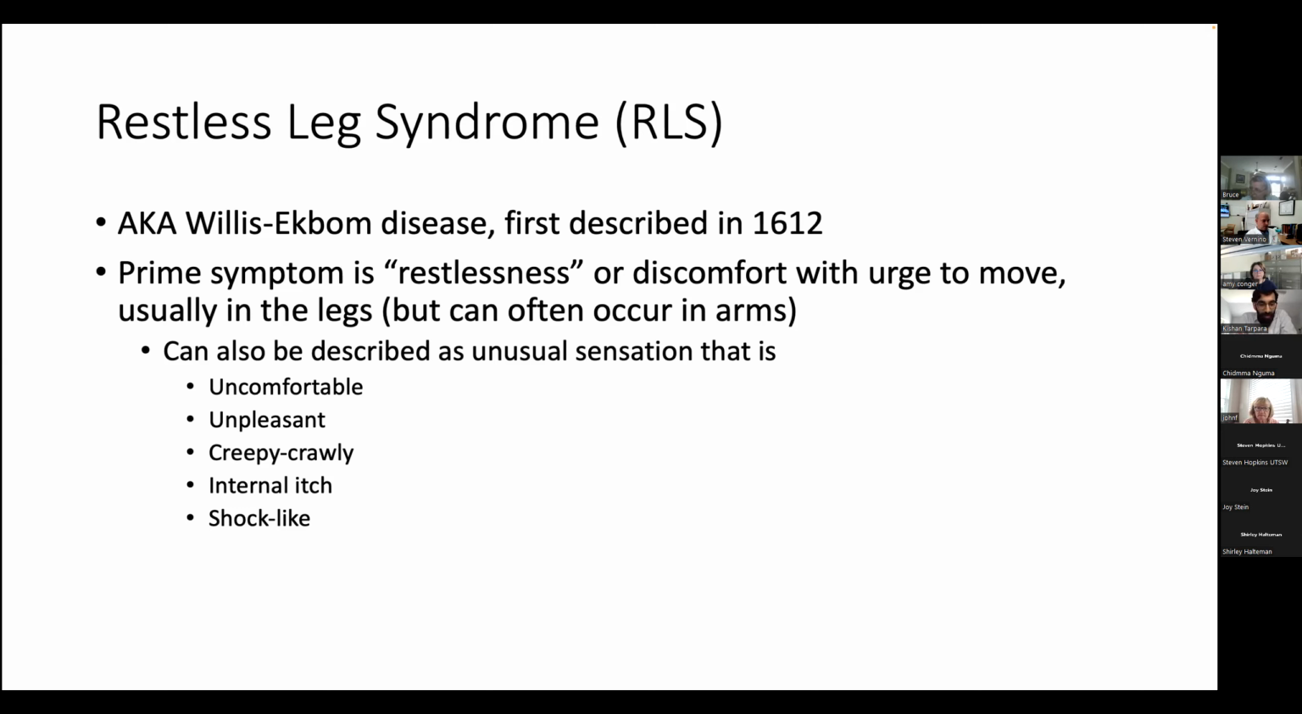It doesn't have to be in the legs. In up to 50% of patients, it can occur in the arms, but usually will start in the legs. So it's not just an urge to move, but can be unusual sensations that accompany that as well. Sometimes people describe it as uncomfortable, creepy crawly, like an internal itch, or shock-like electrical sensations. Sometimes this can overlap with, or be difficult to distinguish from, a neuropathy, but there are things that we can try to help with whatever's causing these problems.